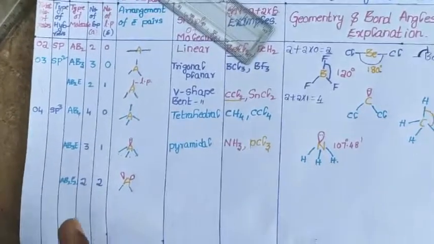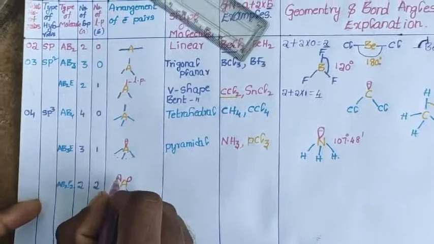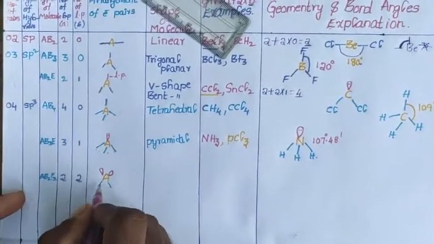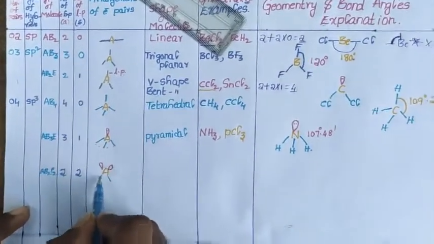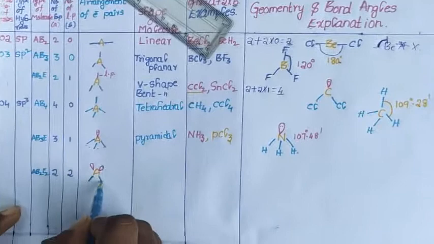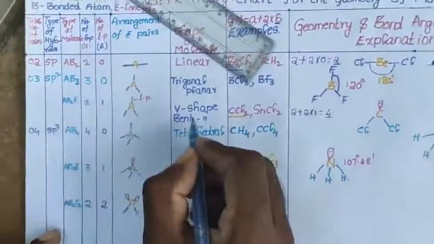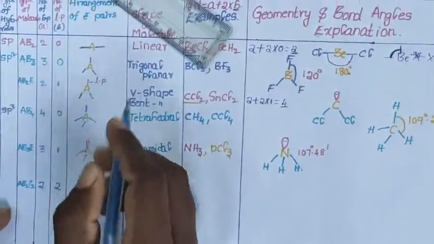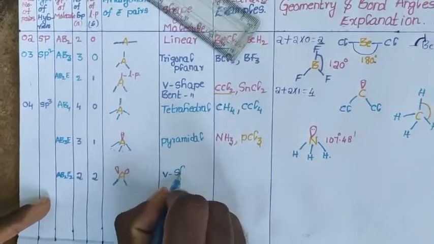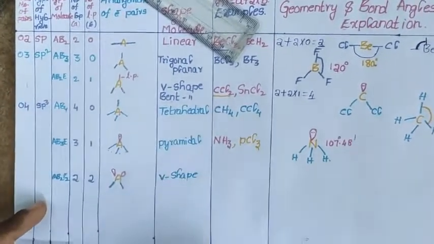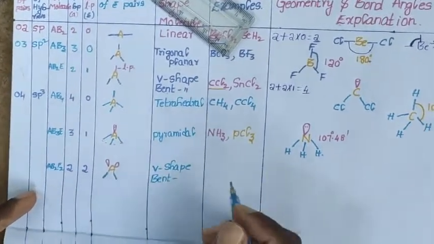Okay, students. So what is the shape of this one? You cannot consider these two. That's why you consider these two only. We cannot consider these two. So what is the shape? V shape, like that. But there are how many lone pairs? There are 2 lone pairs and 2 bond pairs. So V shape or bent shape.